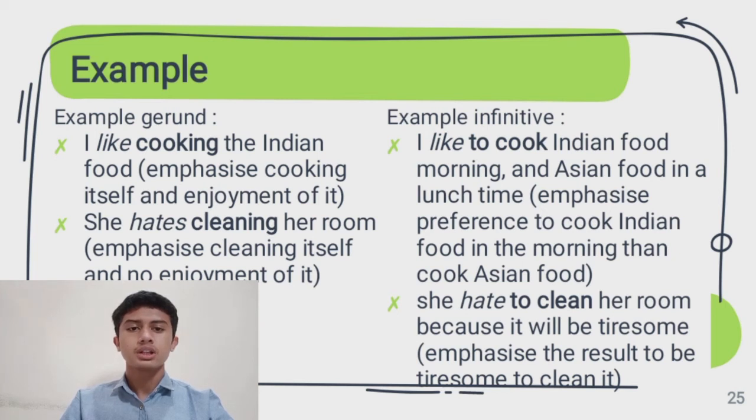Next, example infinitive. Number 1: I like to cook Indian food in the morning and Asian food at lunchtime. It emphasizes the preference to cook Indian food in the morning rather than Asian food. Number 2: she hates to clean her room because it will be tiresome. It emphasizes the result, that it is tiresome to clean it.